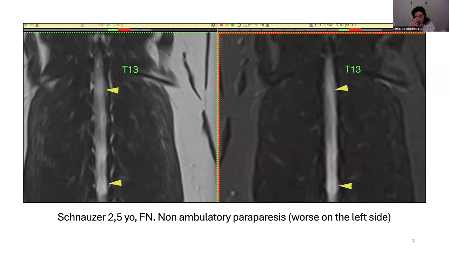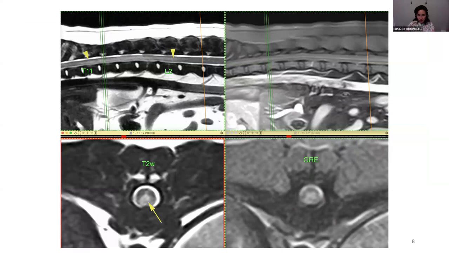The first one is a dog, a 2.5-year-old Schnauzer. And we are seeing here a dorsal T2 and a dorsal STIR sequence. We are at the level of the thoracolumbar region. This is cranial, this is caudal, and we are here at the level of T13. And we see that the yellow arrows are pointing to an intramedullary lesion that more cranially is slightly lateralized towards the left of the animal, and more caudally, it involves more the right and left sides of the animal. And that lesion is hyperintense on T2 and on STIR compared to the normal gray matter.